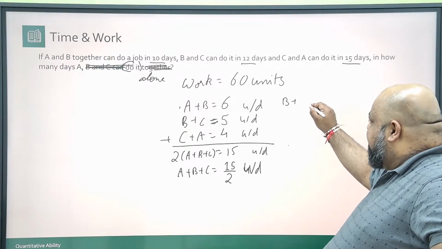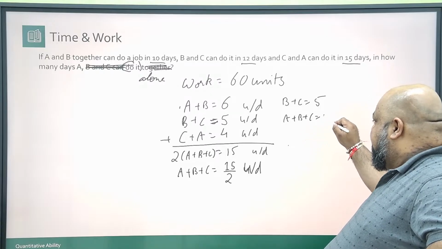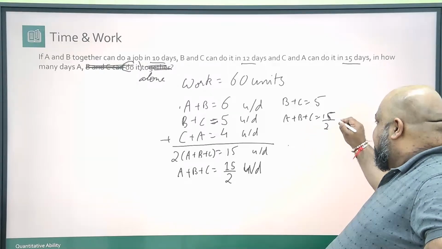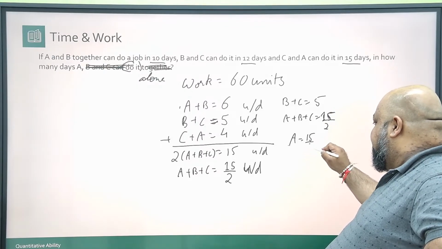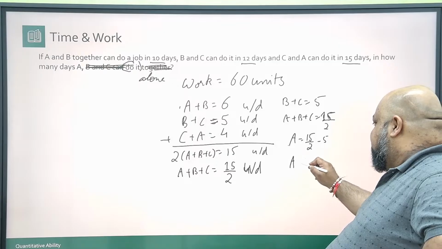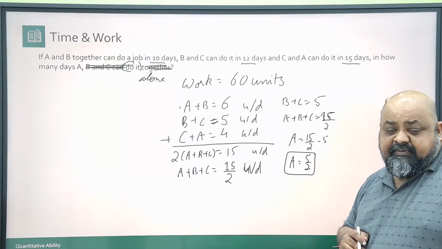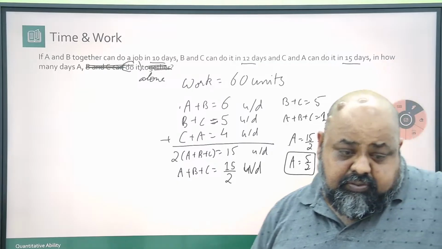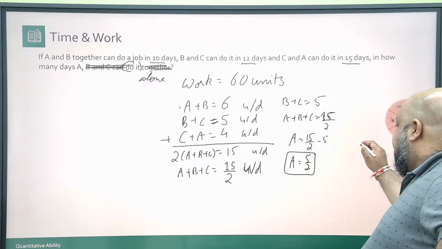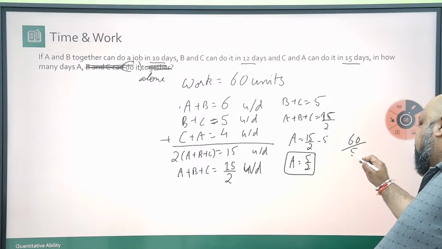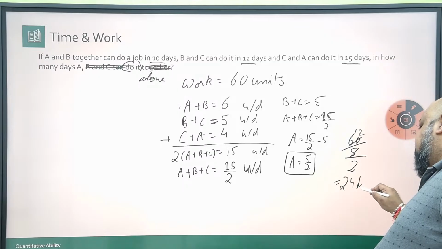B plus C is 5. And A plus B plus C is 15 by 2. So if we subtract or substitute B plus C, we will get A is equal to 15 by 2 minus 5, which will give A as 5 by 2. This becomes A's efficiency. So in how many days will A finish the work? 60 by 5 by 2, 24 days becomes the answer. Absolutely correct.